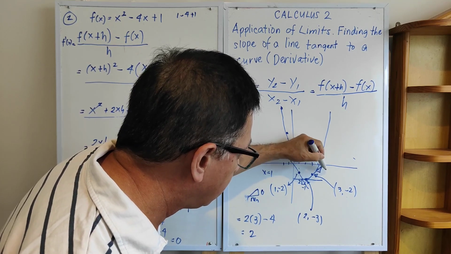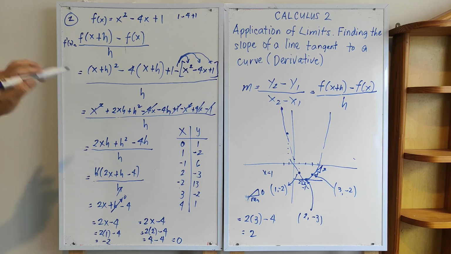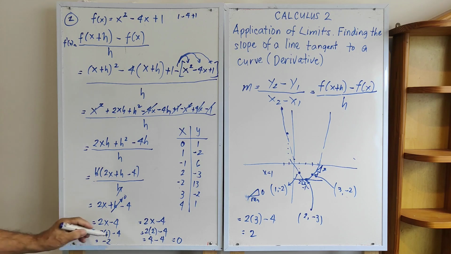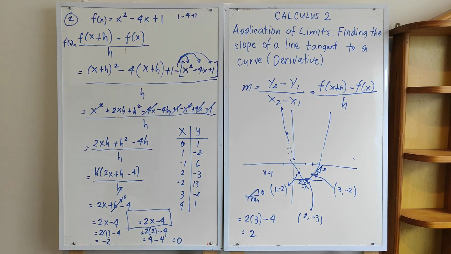It means your rise is 2 and your run is 1. Yeah, and so on and so forth. So this is your general formula to find the slope at any point in the curve.